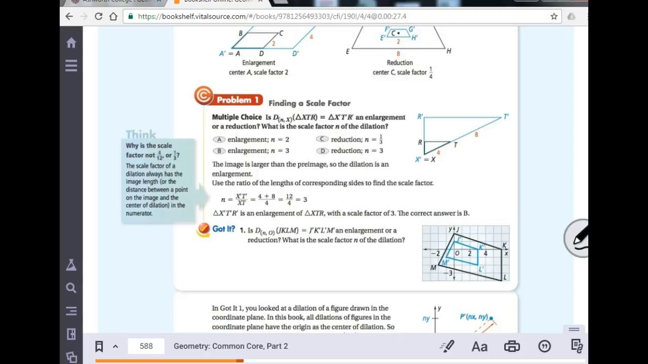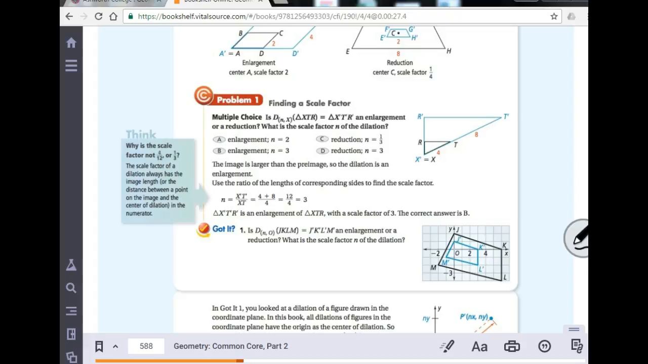Now, if the image that is created is bigger than the original, then we call that an enlargement. And if the image is smaller than the original picture, then we would call that a reduction. The way that we know which one is the image is it's always the one that has the little prime. So you can see here that's R prime, T prime, X prime. Those primes are what let us know that that is the image.